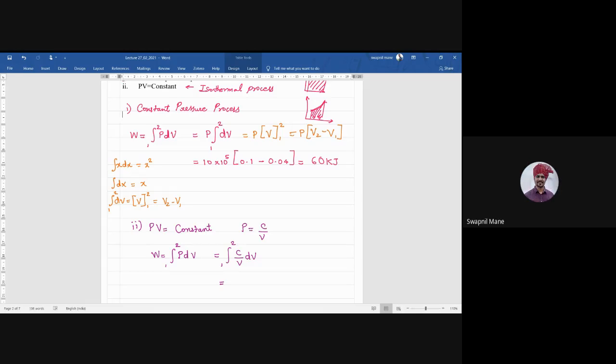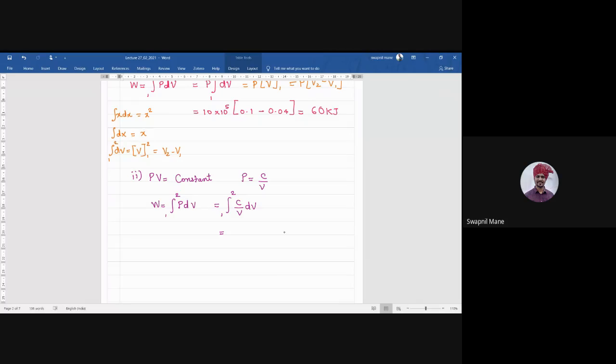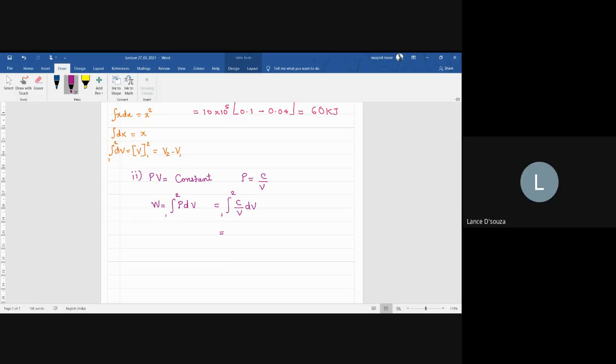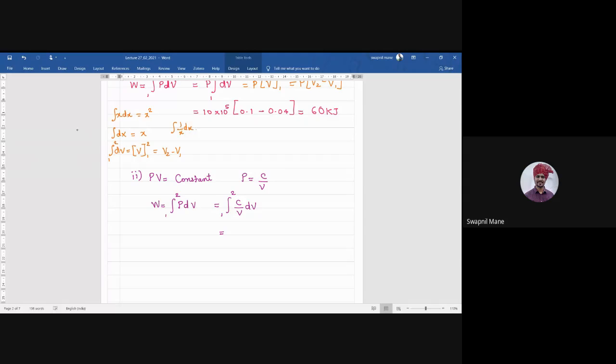Yes, sir. So what will be the integral of 1 by x dx? Log x, sir. Log x, right. Plus constant. The integral of 1 by x dx is log x. If it is from 1 to 2, then log of x from 1 to 2. Yes or no? Correct?